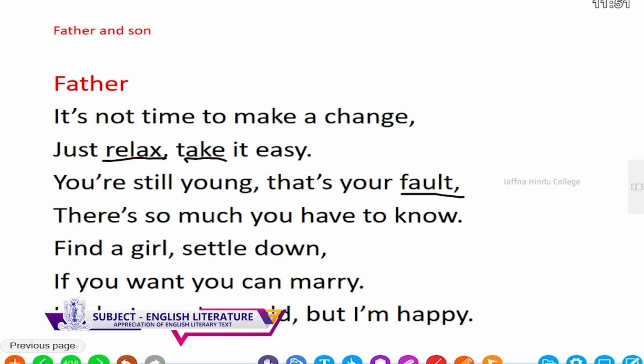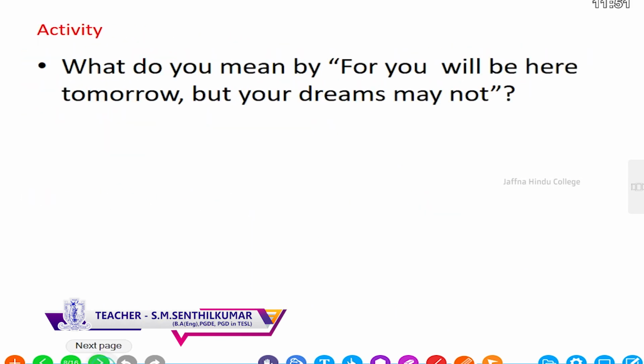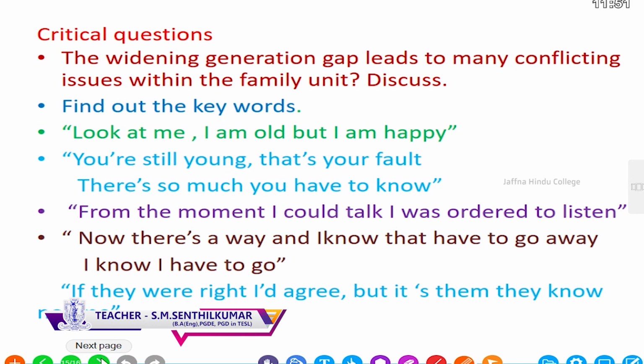So, this is the missing point I discussed with you. Now, I'm going to move into the critical part, the questions. These are the model questions expected. Essay type question: the widening generation gap leads to many conflicting issues within the family unit, discuss. This is one of the questions.